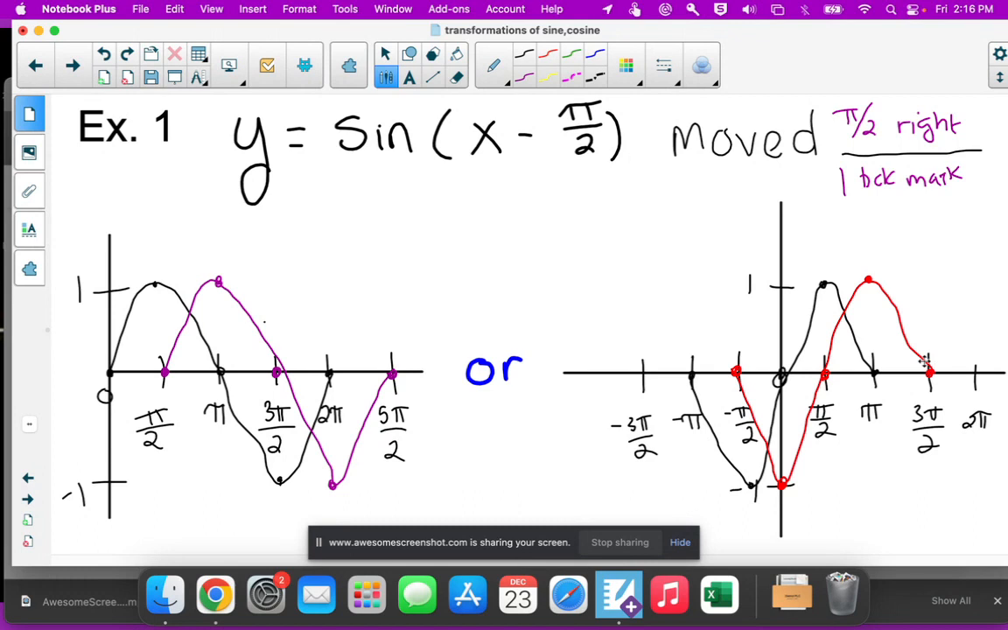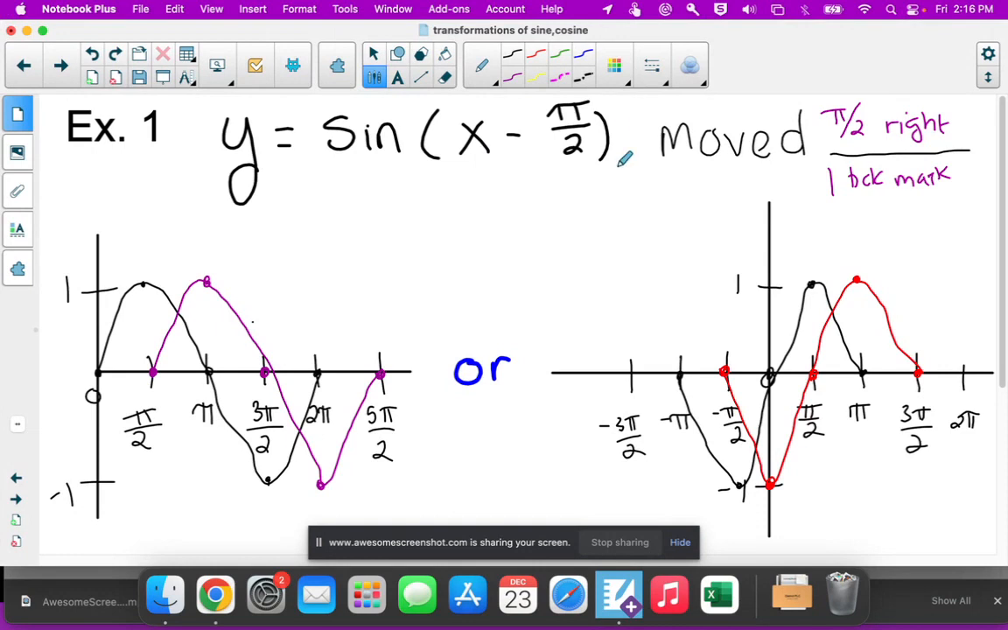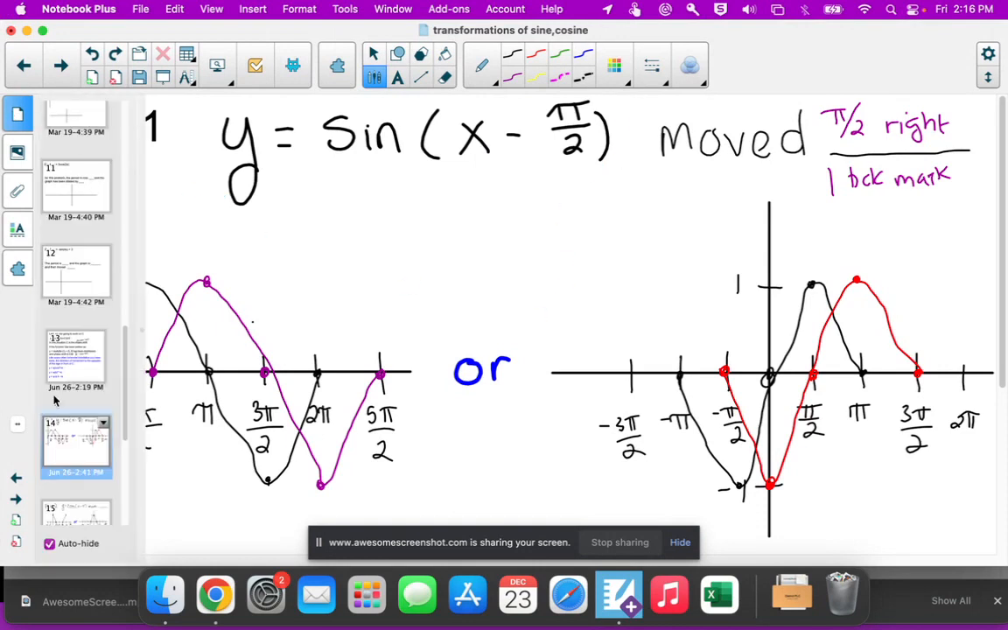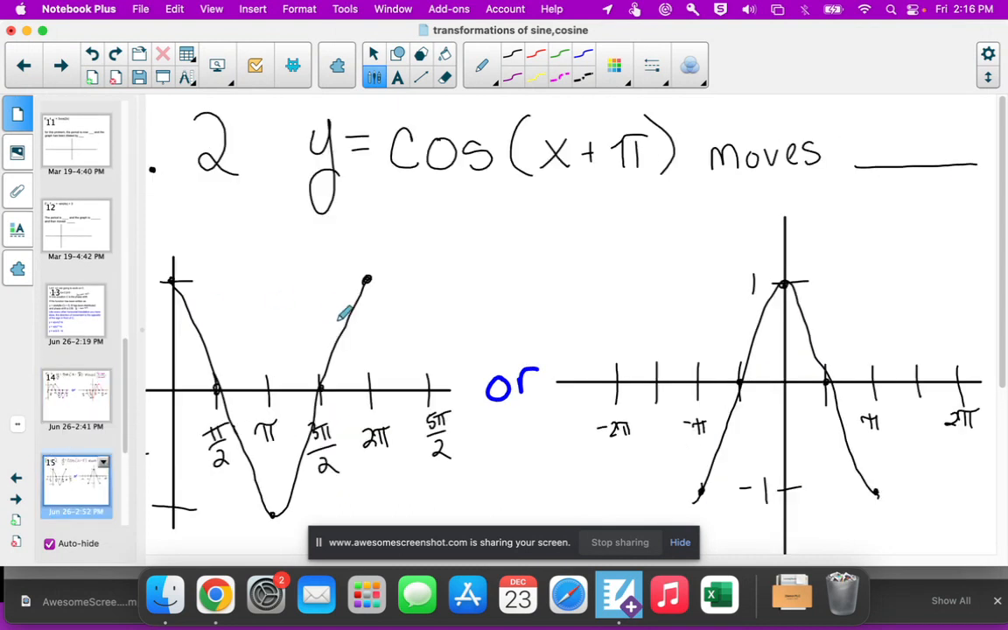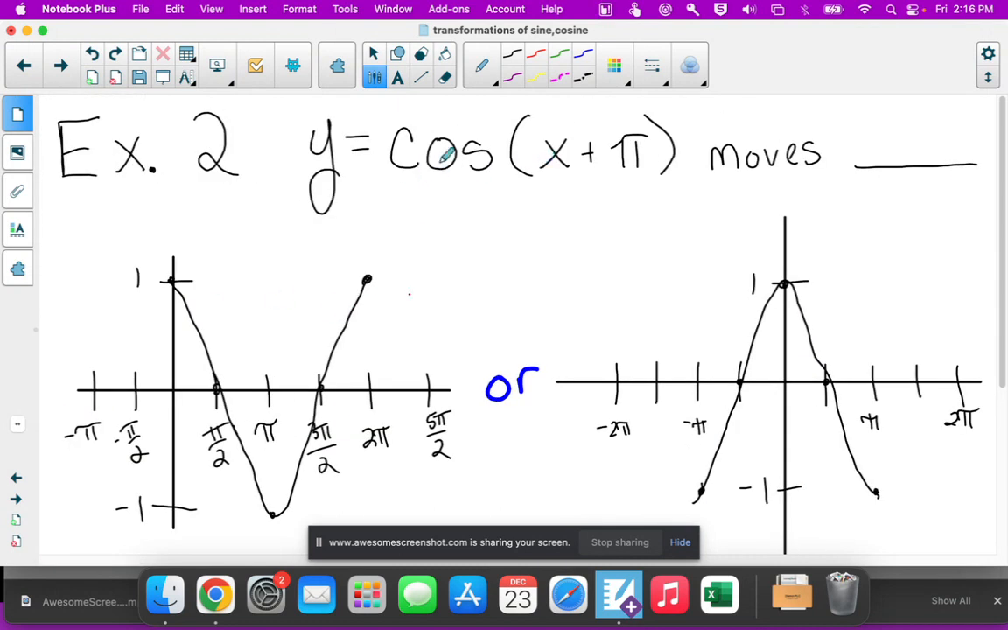Okay, so again, horizontal shift. Make sure you're checking, signs need to be backwards, right? So if it's a minus, it's actually going to the right. All right, so let's try a cosine function. Okay, again, normal cosine function, all we've done is put a horizontal shift into it. And this one, again, backwards, moves pi to the left.